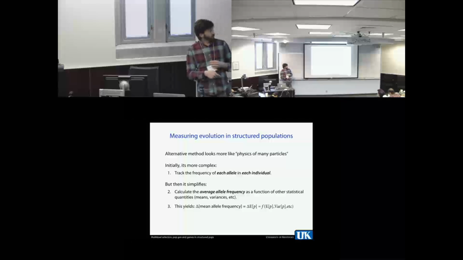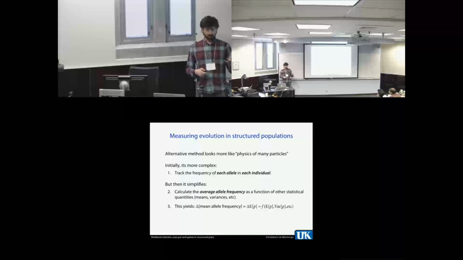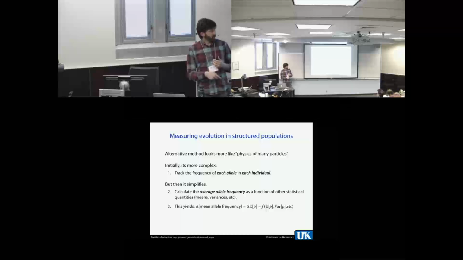So you'll get an equation that tells you what the mean change in that allele frequency is. Maybe that's the frequency of this cooperator allele, or it's a frequency of something else. And it's going to be some kind of function of the mean frequency in the initial time step, the variance in the frequency of the initial time step, and so on.